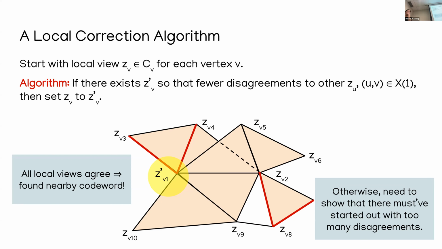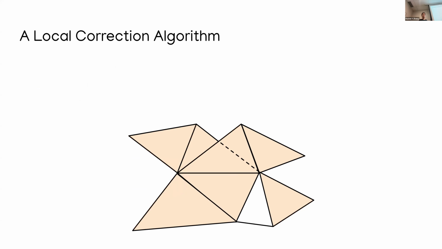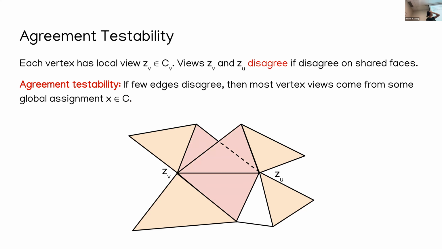Okay, I missed it again. When is an edge red? An edge is red if this and this disagree. What do you mean by disagree? Disagree means that if these two vertices have disagreeing views on their shared faces, then we say they disagree. If the faces are fixed, how can I help?